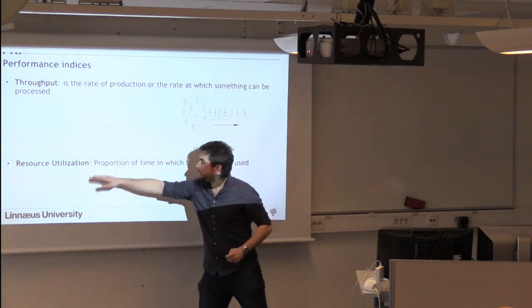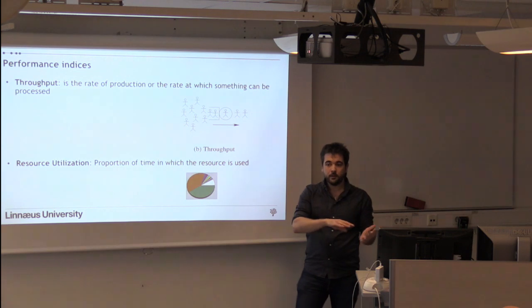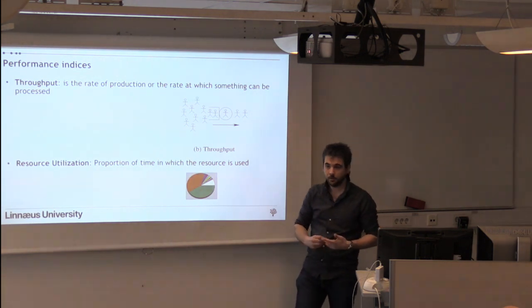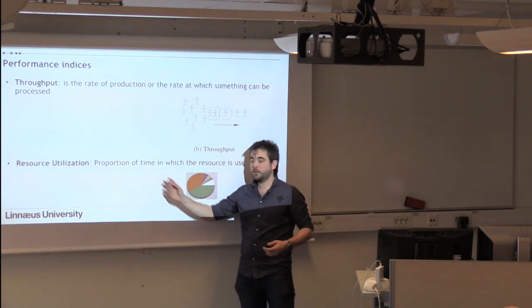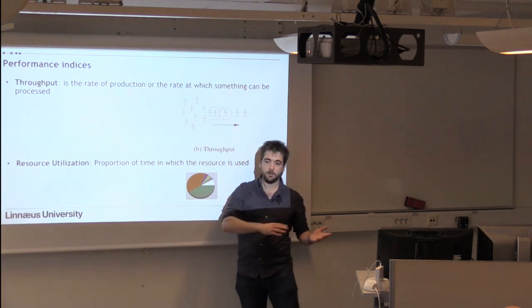And resource utilization, the proportion of time in which our resource is used. And the rest of the time is when the resource is idle. So this is 70% of the CPU. Resource utilization 0.7, idle 0.3.